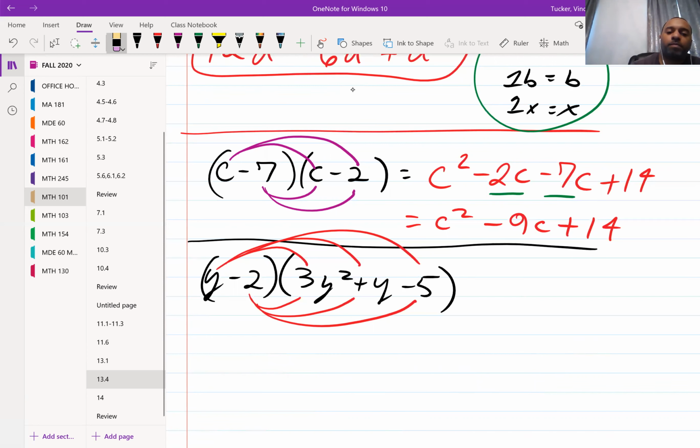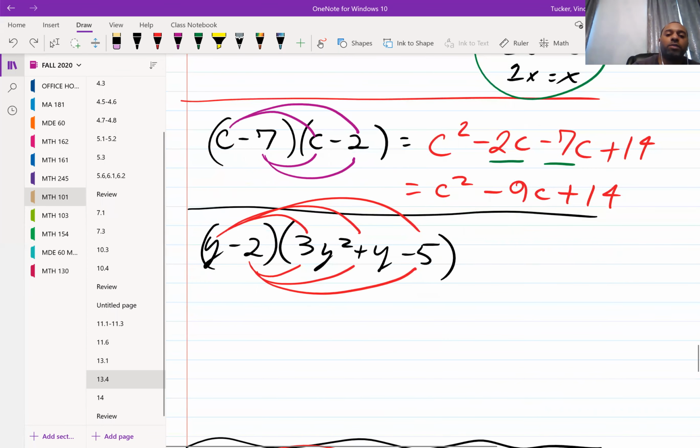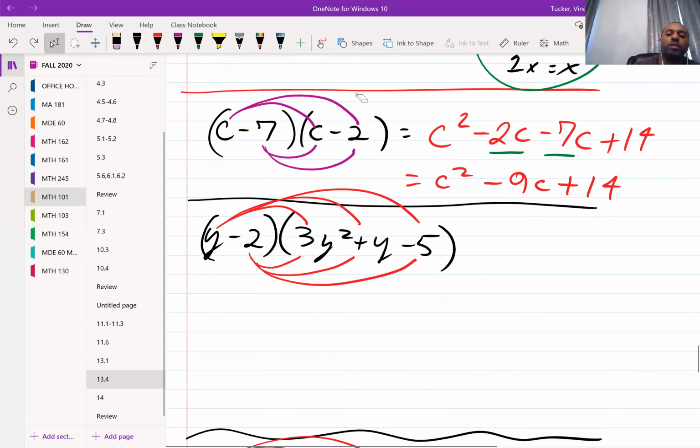All right, so we have y minus 2 times 3y squared plus y minus 5. Just like we handled this one right here, c minus 7 times c minus 2, you distribute each term from the first into each term of the last. We handle this one the same way. Distribute the y into each term, and then we'll distribute the negative 2 into each term.